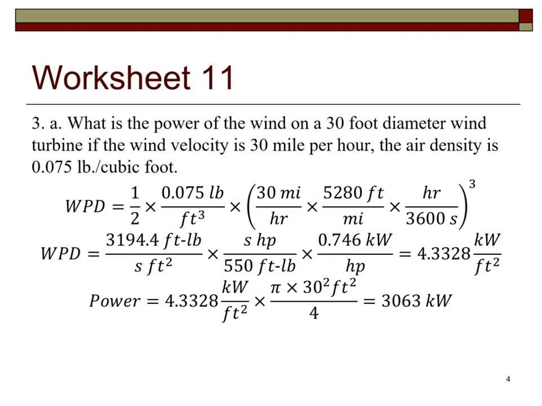Now we have to multiply the wind power density times the sweep area of the 30-foot diameter wind turbine. So we take the 4.3328 kilowatts per foot squared multiplied by pi d squared over 4, which is pi 30 squared over 4, which gives us 3,063 kilowatts.